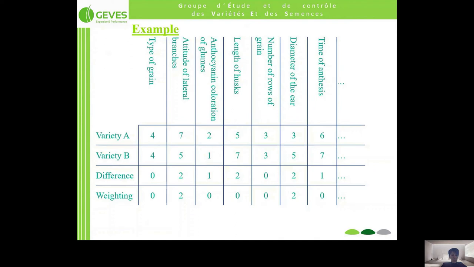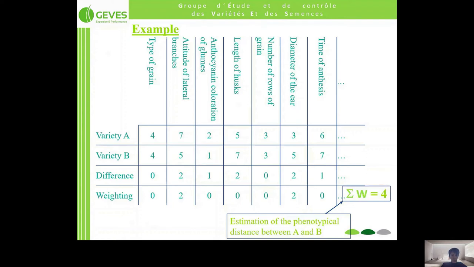To make it clear, I suggest now to examine an example. You have here two different varieties, A and B. It's maize. They are noted for different characteristics, qualitative characteristics and quantitative characteristics transformed into qualitative ones. If we have a look at the characteristic attitude of lateral branches, you see that the variety A is noted 7 and the variety B is noted 5. The difference is 2, and the crop expert decided to associate a weighting of 2.